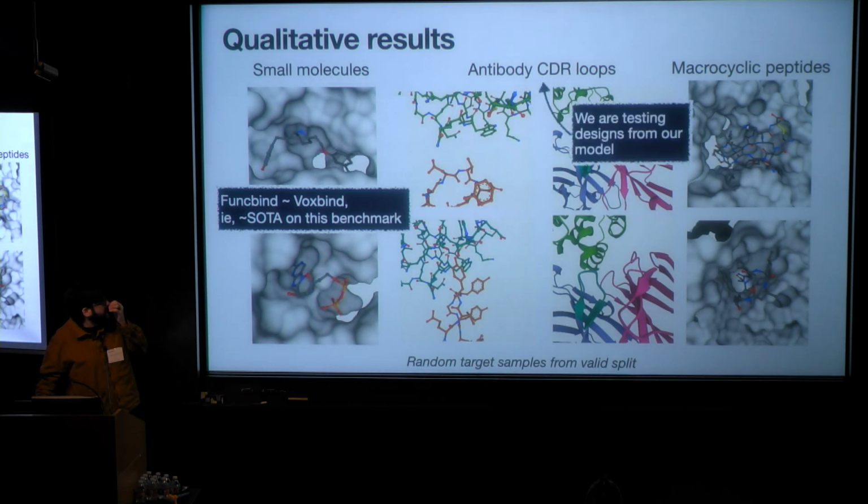For the antibody CDR loops, we only tested on internal benchmarks, but the results were good. We are now actually designing some molecules from our model. The designs are already out, but we don't have the results yet. All we have is in silico predictions of what those designs would be. It seems to be good, but we have to wait until we actually get the wet lab experiments to have any conclusions. And then macro-cyclic peptides is a very new data set.